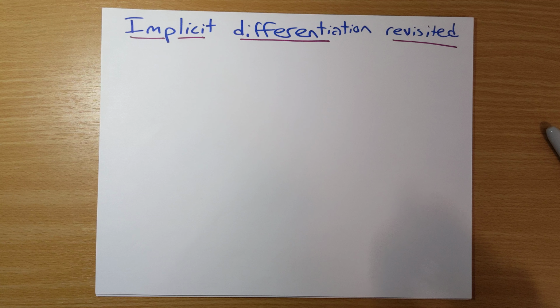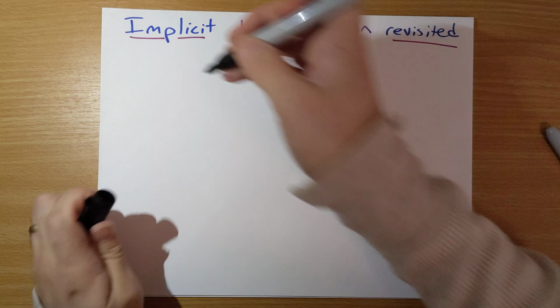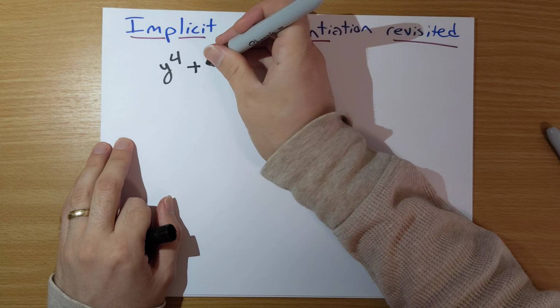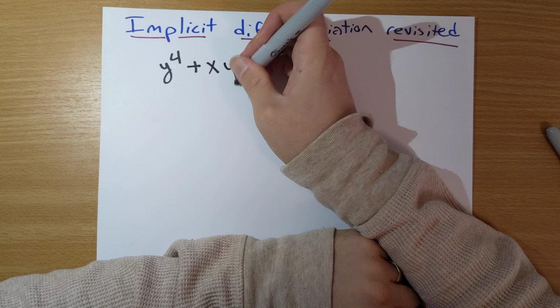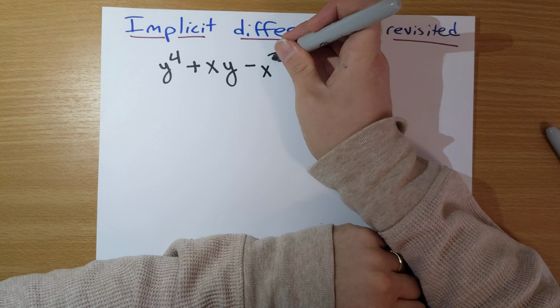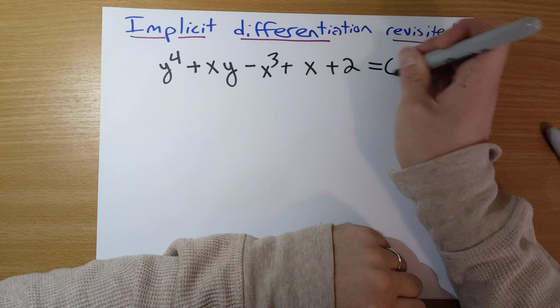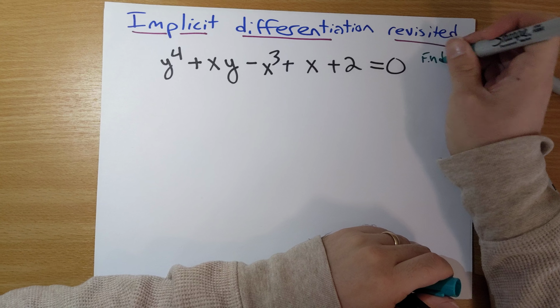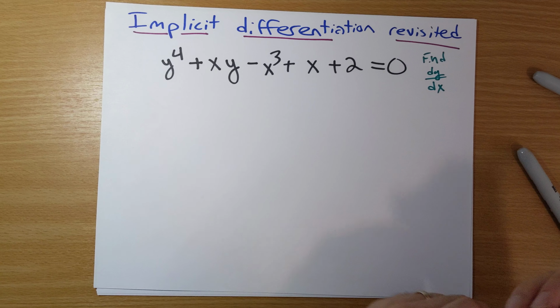One more thing that we can do with the chain rule and partial derivatives, now that we have those tools in our pocket, is reconsider the idea of implicit differentiation from way back in Calculus 1. Just as a reminder, consider this sort of problem. Suppose that we know that y to the fourth plus x times y minus x cubed plus x plus 2 was equal to 0. A standard Calc 1 problem would be to find dy over dx.